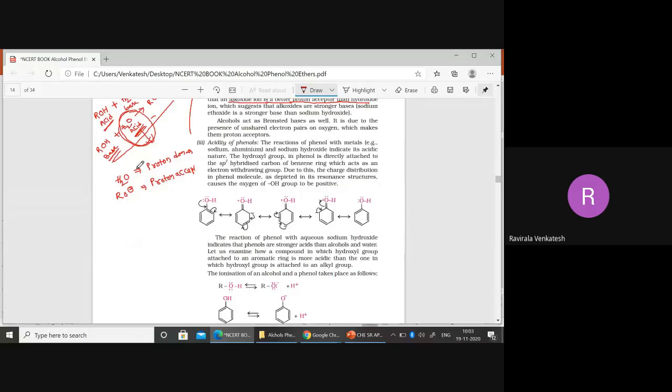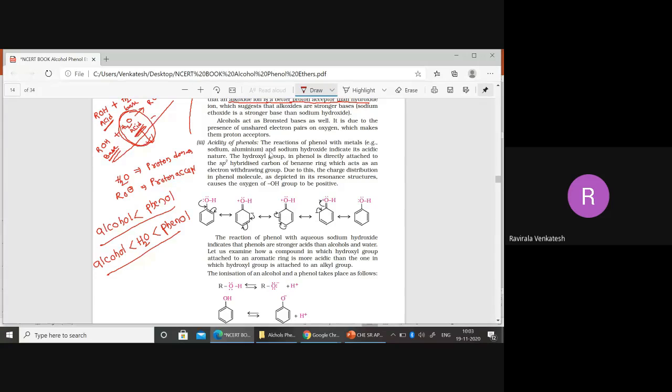Okay. Now let me move to the acidity of phenols. If I write that alcohols are less acidic than phenols, then this will be correct. Alcohols are less acidic than the phenol. I can also write it like this: alcohol is less acidic than water, and water is less acidic than the phenol.